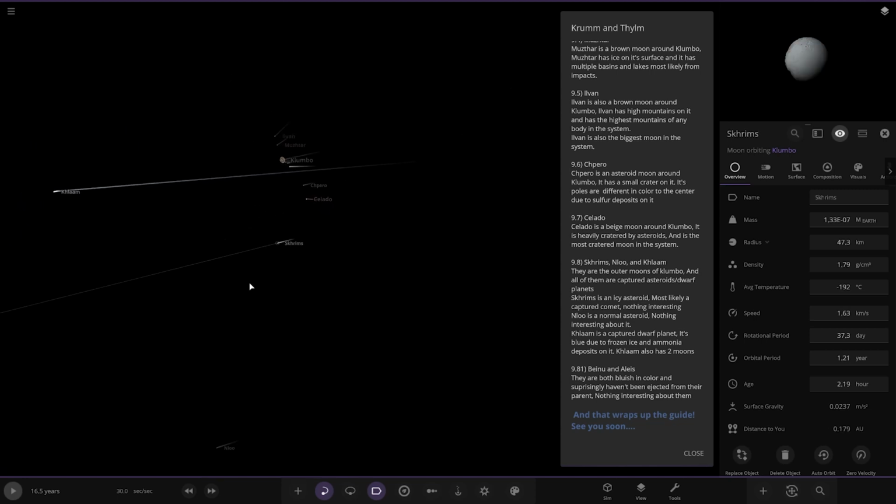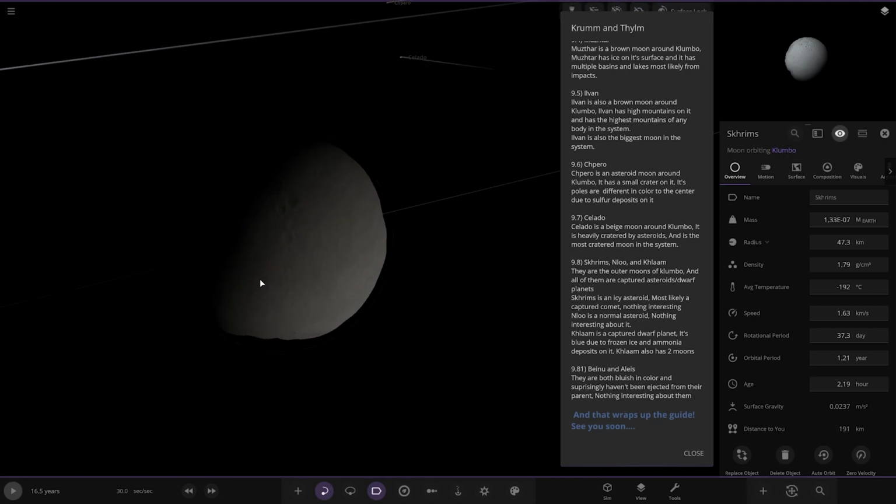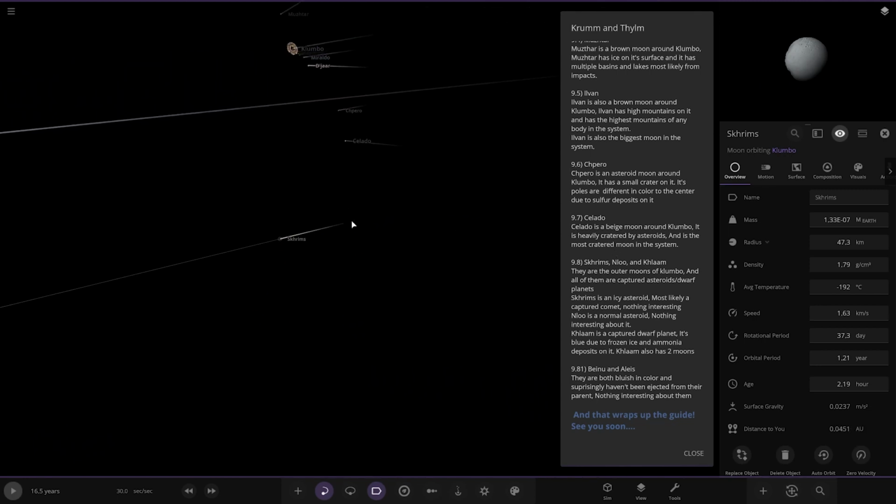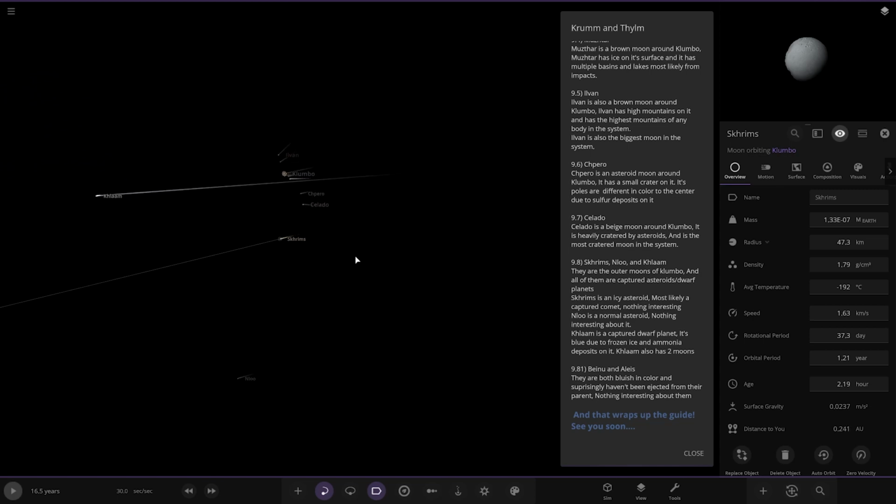We've got even further ones out here. So, Skirhirims, Nullo, and Kalam. They are the outer moons of all captured dwarf planets. Icy asteroids, most likely a captured comet, nothing. So there's a lot of nothing interesting about it in there. So there they all are. And lastly, is that, I think, further out? Oh, they're in orbit of this as well.